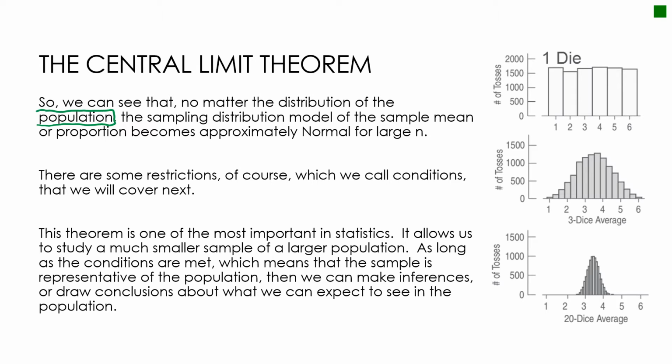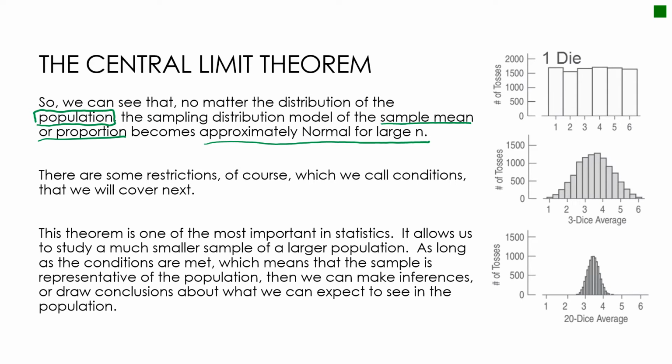And remember, the population is the larger group that we are studying. If we take a mean of our samples or proportion of samples, so sample mean or sample proportion, that is going to become approximately normal for a large N. So let me give you an example over here with my die.